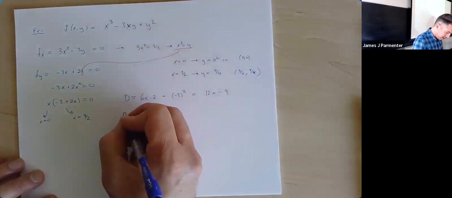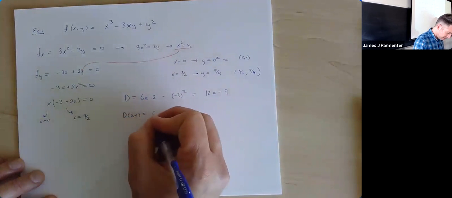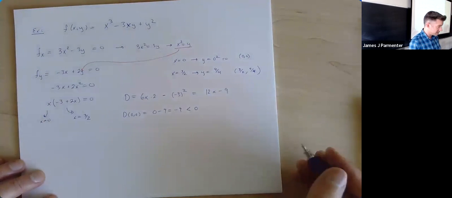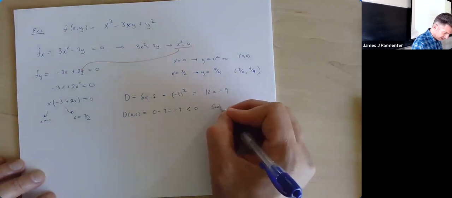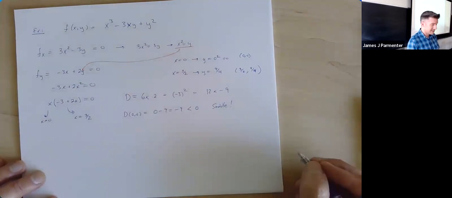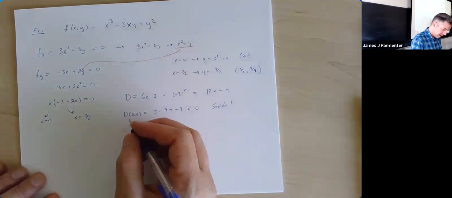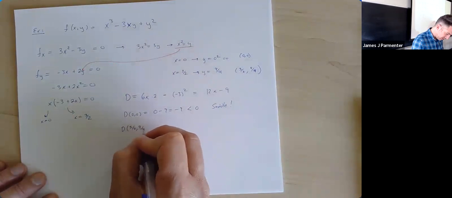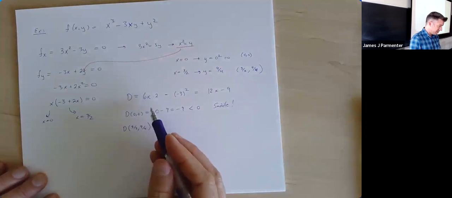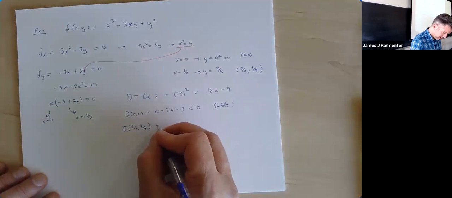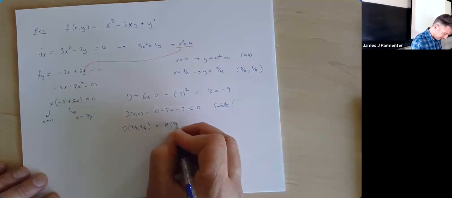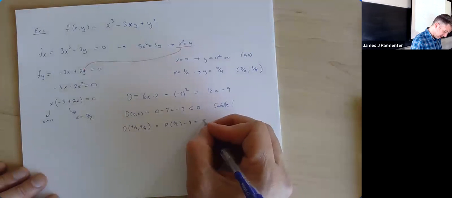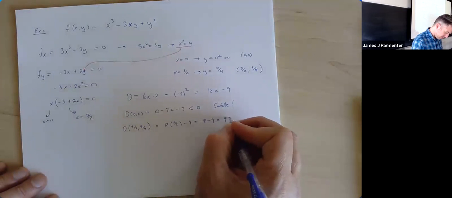So we plug in 0, 0. We get 0 minus 9, which is negative 9, which means we have a saddle point, which is kind of my favorite thing to happen. It's easy, we don't have to do any more thinking. And then if we plug in the other point, 3/2, 9/4, well, we're only plugging in for x because there isn't a place to plug in y. So we're just getting 12 times 3/2 minus 9. That's going to be 18 minus 9, which is 9.